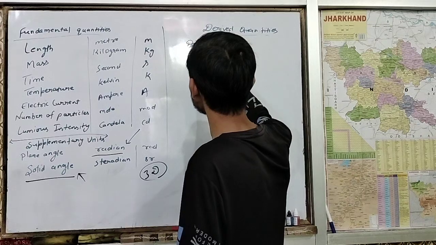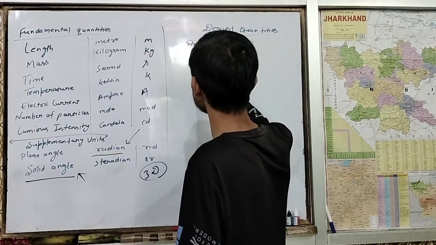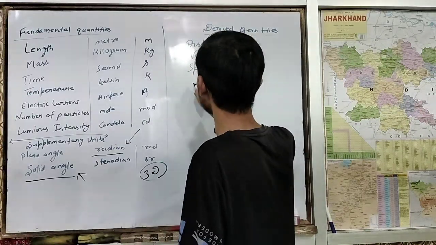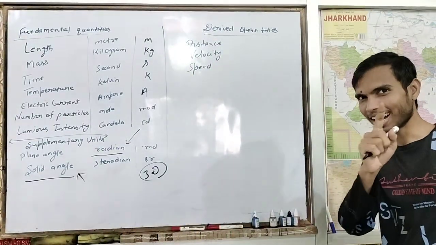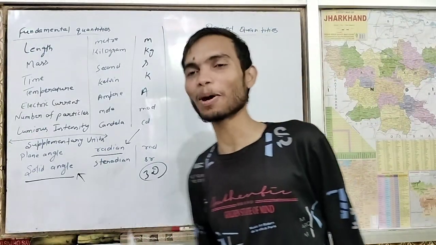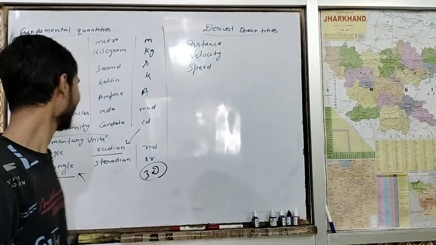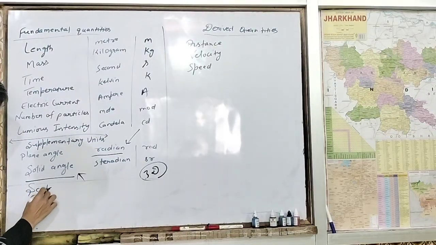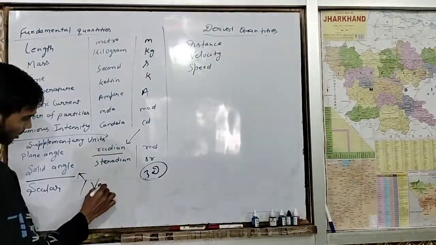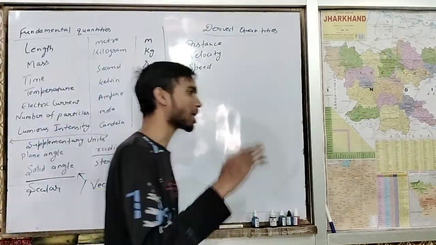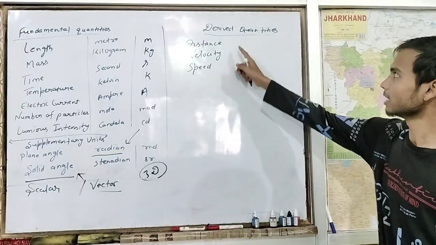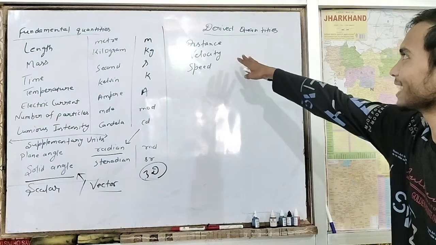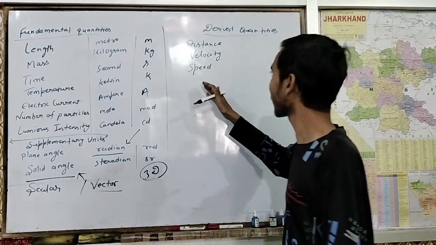So here, derived quantities are just distance, velocity, speed. I left one thing, which is scalar quantities and vector quantities. I will explain it here. I cannot ignore this at all. A scalar and a vector. Clear? It cannot be ignored at all. Now, these are derived quantities. We are deriving these quantities, that's why the name is derived quantity.